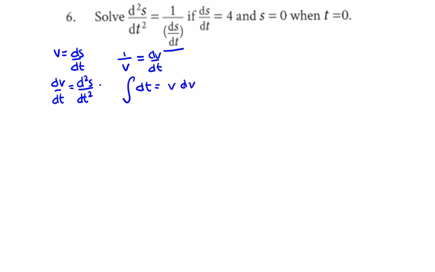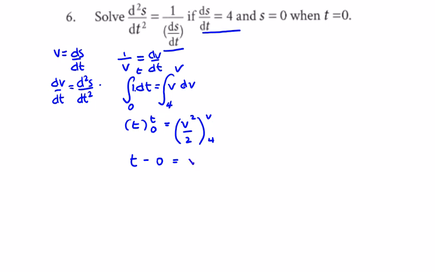And if I integrate 1 dt, if you want to put a 1 in, and integrate v, we're told ds/dt, which is our v here, is 4 when t is 0. So we're going to integrate dt to get t between t and 0. It's going to be increase the power by 1 and divide by the new power, between v and 4. So t minus 0 is equal to, putting v in, v squared over 2, and putting 4 in, we're going to get 16 over 2.